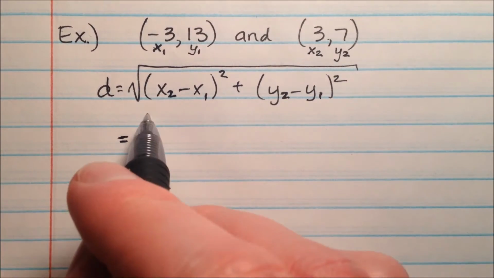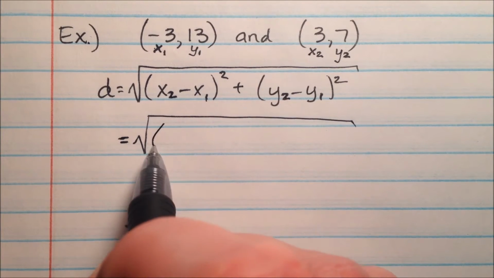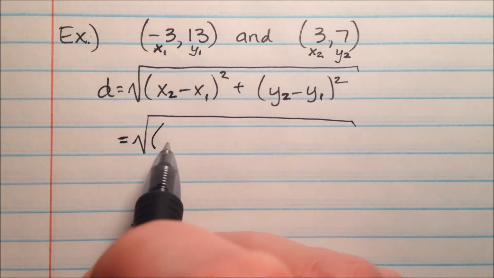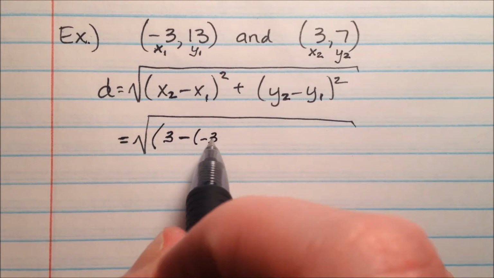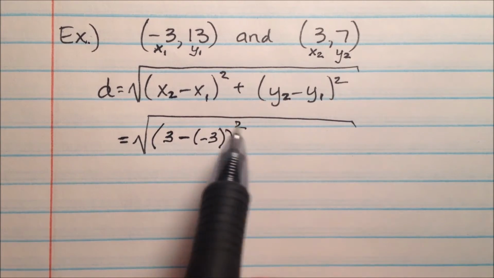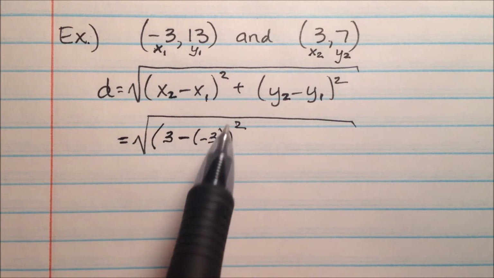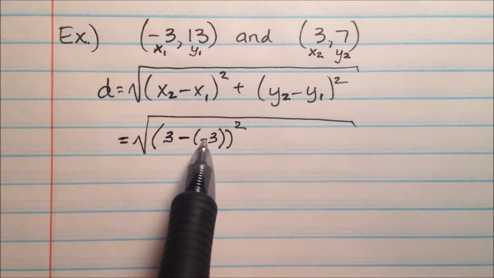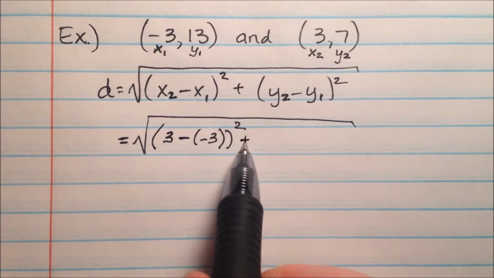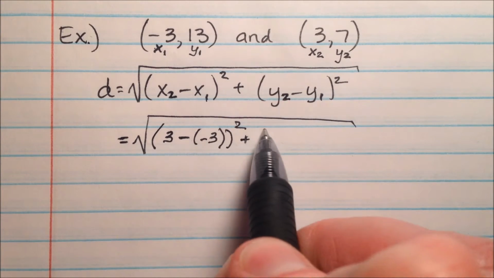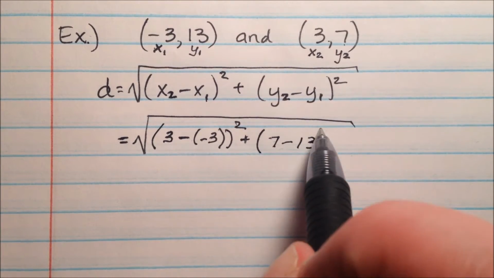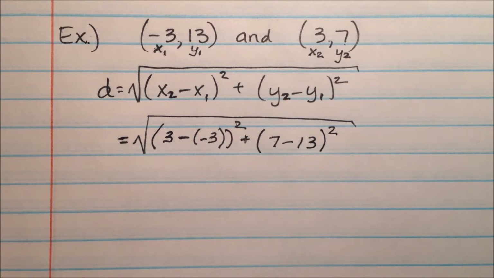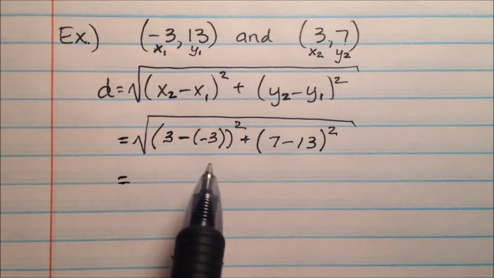So we're going to say it's the square root of x2, which is 3, minus x1, which is a negative 3. I'm going to square that. Notice that since this was a negative, I put this negative value in parentheses. That way it's easier to see what we need to do. Our y2 is 7 minus y1, which is 13, and that stuff will be squared. Okay, let's just continue on.